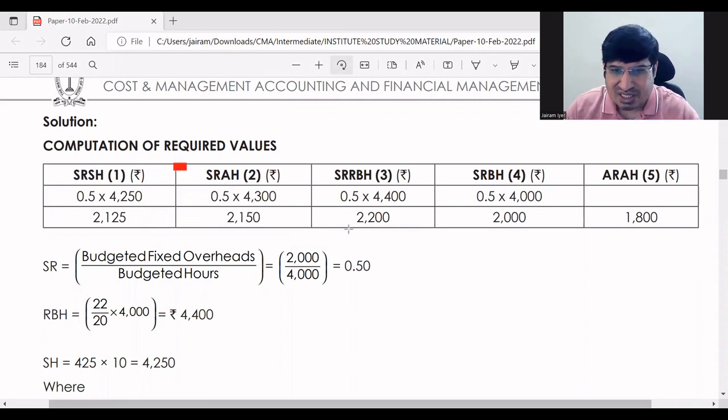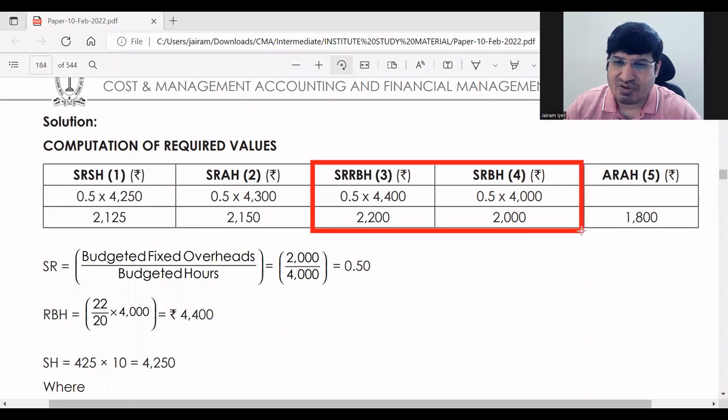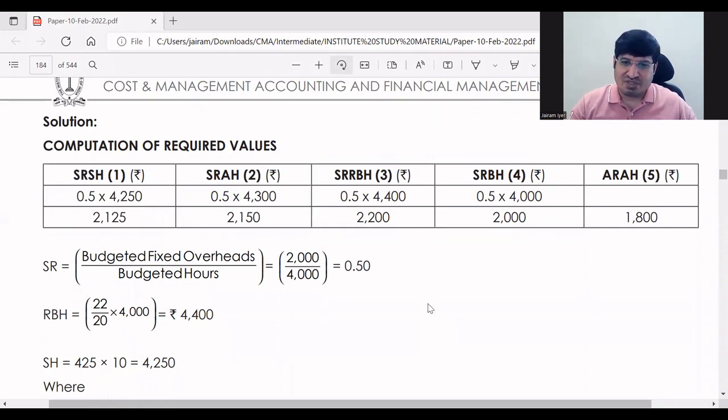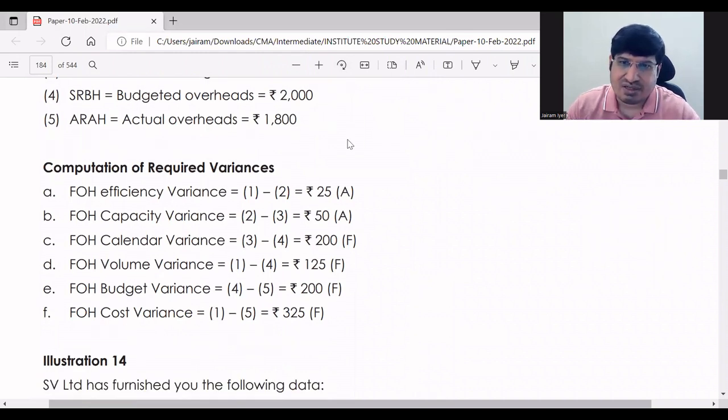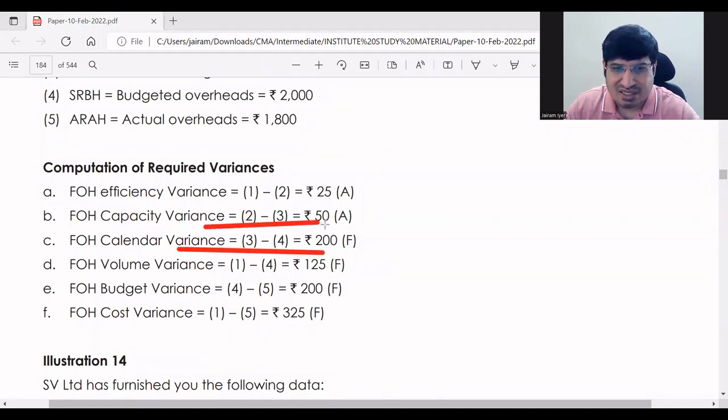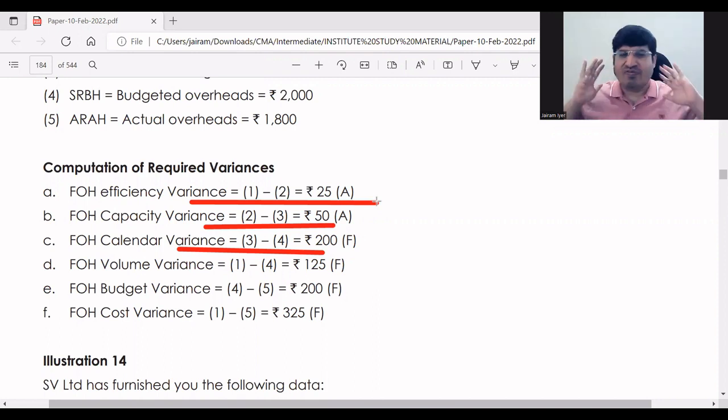ठीक है, so capacity will be this minus this. ठीक है, and calendar is because of revised budget hours. So even in case of doubt, you will know that you have to start with revised budget hours in calendar. ठीक है, for calendar. So calendar will be 3 minus 4. यहाँ पे देखेंगे. Okay, calendar is 3 minus 4, capacity is 2 minus 3, and efficiency is 1 minus 2. ठीक है, so ये एक बार माइंड में फिक्स हो गया. Your table is already there in front of you. Okay, then you will never go wrong in this.